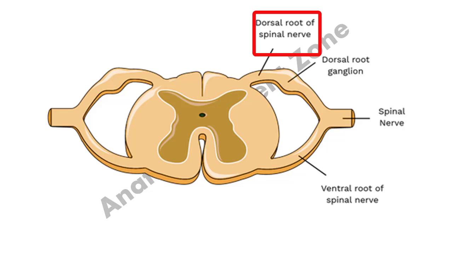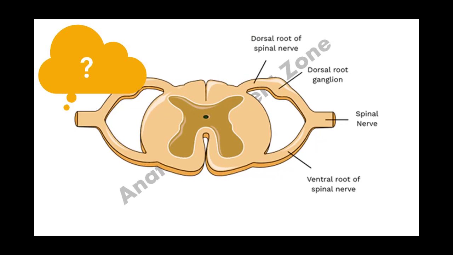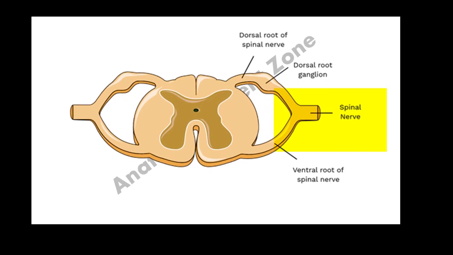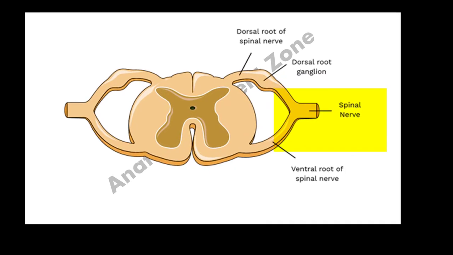So now another question is, what is the dorsal root, and what is a spinal nerve? I will cover all this in the next part of this series on the nervous system. Remember, it's very important to know the structure of the spinal nerves also, because the spinal nerves are also an important component of the peripheral nervous system, the topic that we are covering right now.